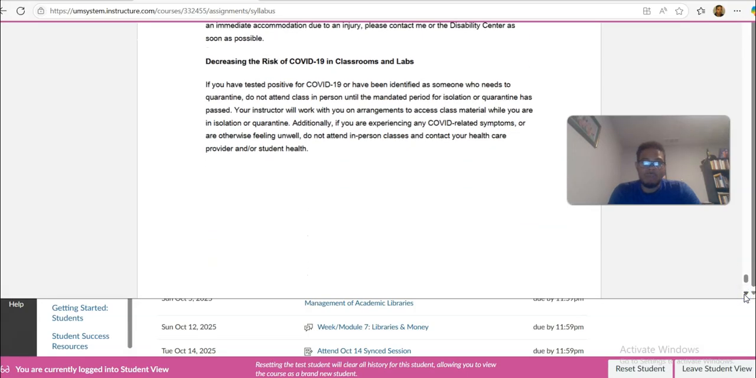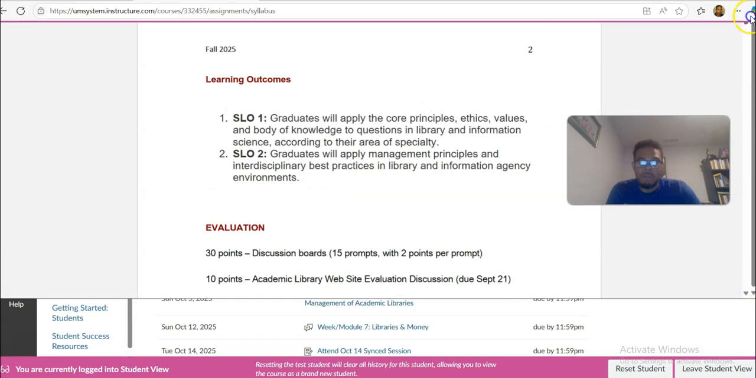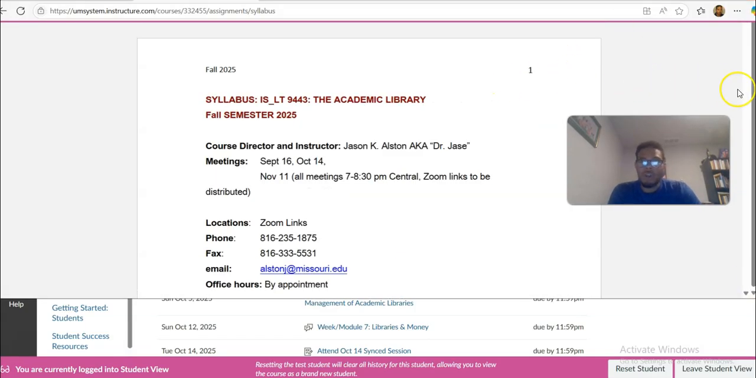And then I'm not going to spend too much time on the COVID-19 thing because we don't meet in person in this class. So COVID-19 is pretty much a non-factor in this class.